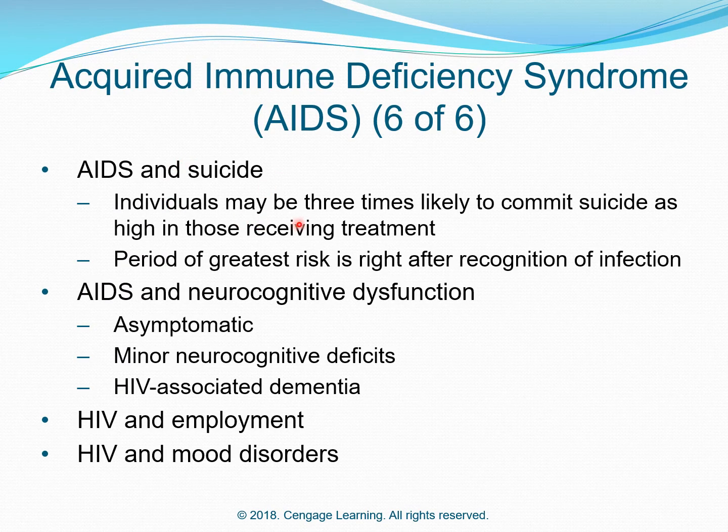AIDS and suicide. Individuals may be 3 times more likely to commit suicide, and the risk is high even in those receiving treatment. The period of greatest risk is right after recognition of infection. AIDS and neurocognitive dysfunction: asymptomatic, minor neurocognitive defects, HIV-associated dementia, HIV and employment, HIV and mood disorders.